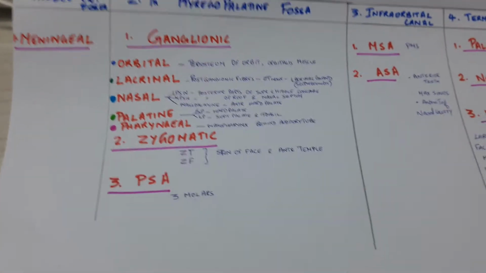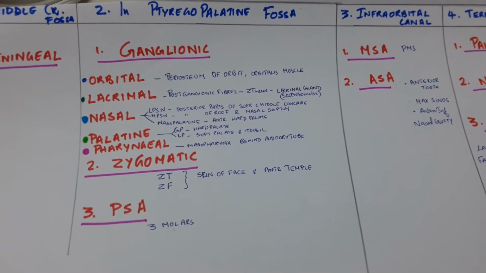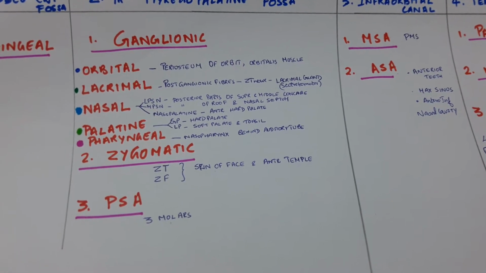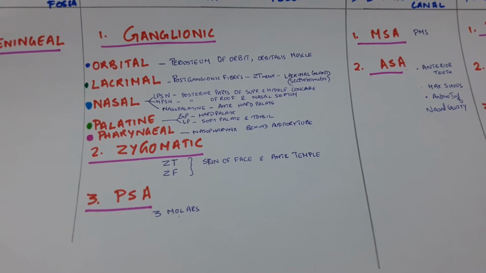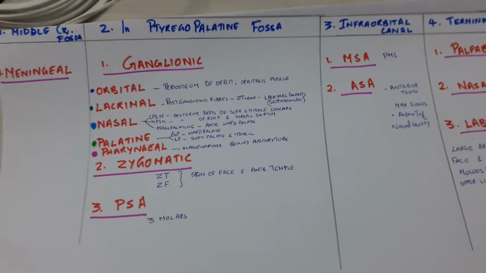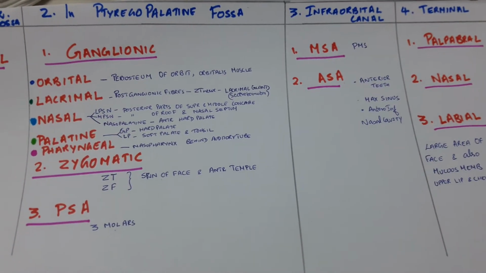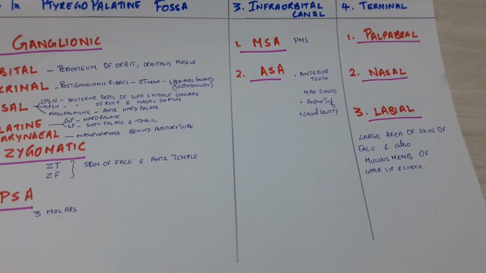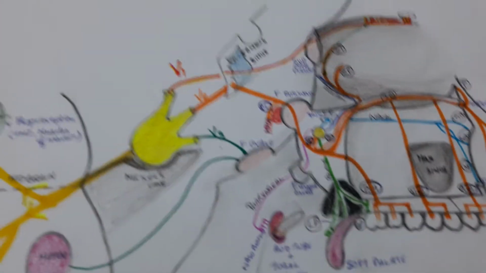So what are the various branches of the maxillary nerve? In the middle cranial fossa, it has a meningeal branch. In the pterygopalatine fossa, it has ganglionic branches, the zygomatic branch and the posterosuperior alveolar. There are various ganglionic branches that I will explain in detail. Then in the infraorbital canal, the middle superior and the anterior superior alveolar nerve. And then there are three terminal branches, the palpebral, nasal and labial. So let's start off from here.